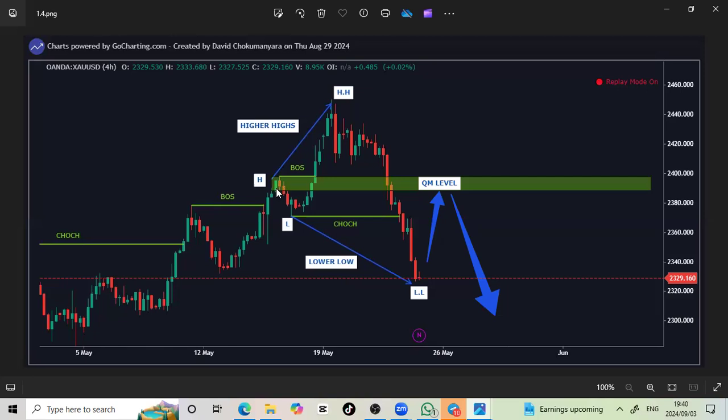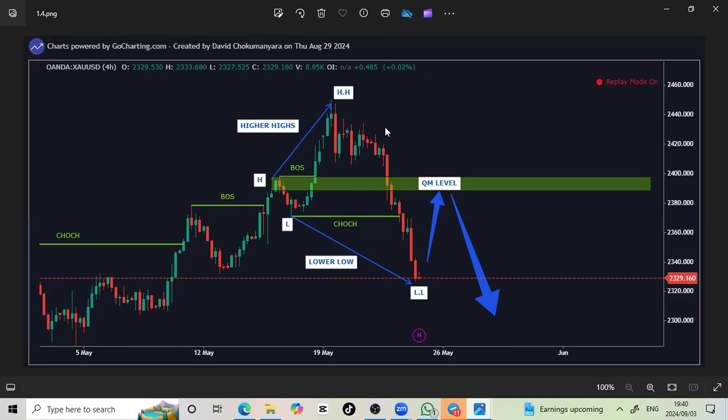This candle, this bullish candle, is the one that you mark. Whenever you see price moving like this, there is a possibility that price will push upwards, and this level here, the last candle that you see on your left, will act as a resistance. We call this one the Quasimodo level.